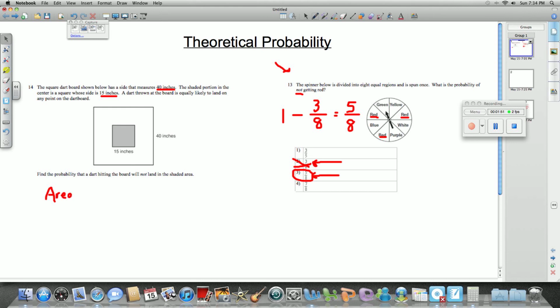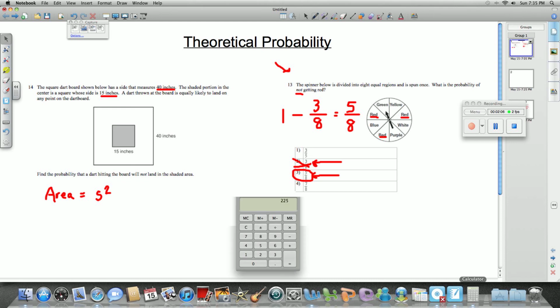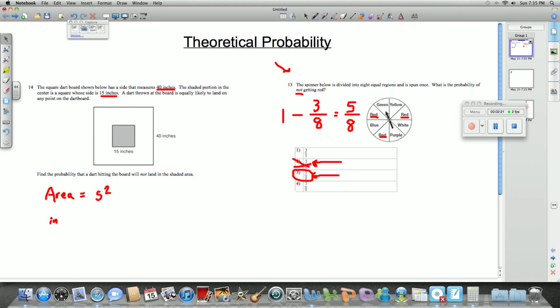Now for area for squares, many of you guys already know it's length times width, or s squared, side squared, because the sides are the same amount. So for each one of these, I'm going to get the calculator out. Now for the inside, that's 15 times 15, or 15 squared, so that part's 225. So the inside is 225 inches squared.